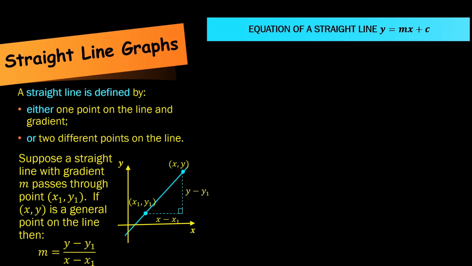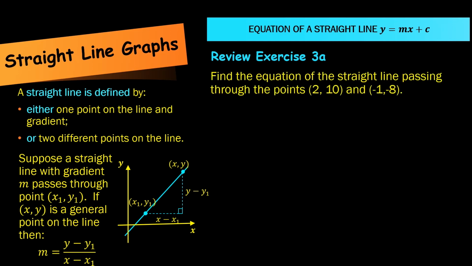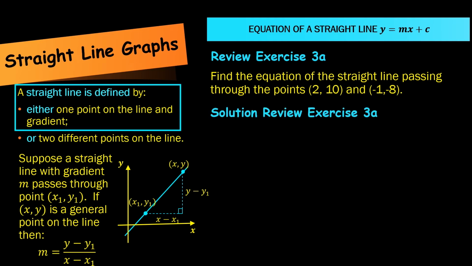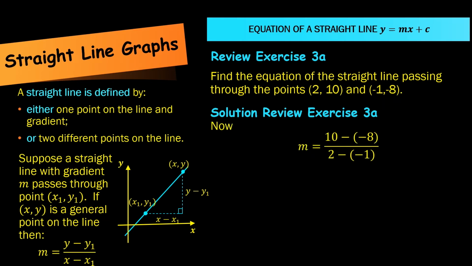We are now going to revisit straight lines again, and gradients in particular. So let's take a look at an exercise to illustrate the theory. Find the equation of the straight line passing through the points (2, 10) and (-1, -8). So let's solve this. Now the gradient of the line is m equals 10 minus -8 over 2 minus -1. This equals 18 over 3, which is 6. So m is equal to 6.